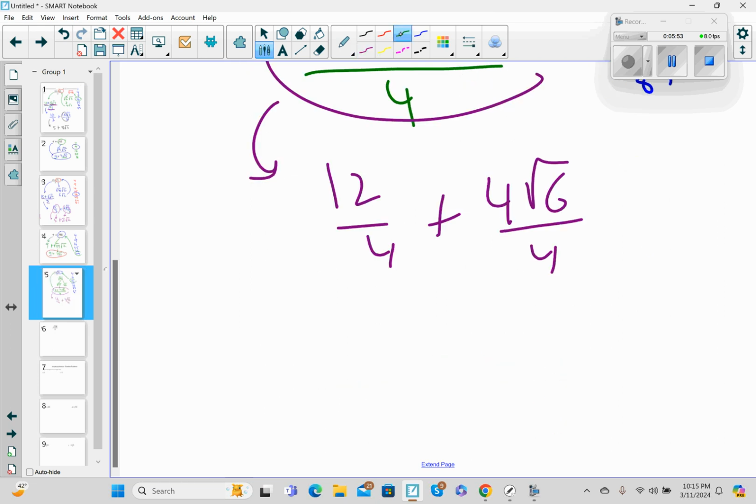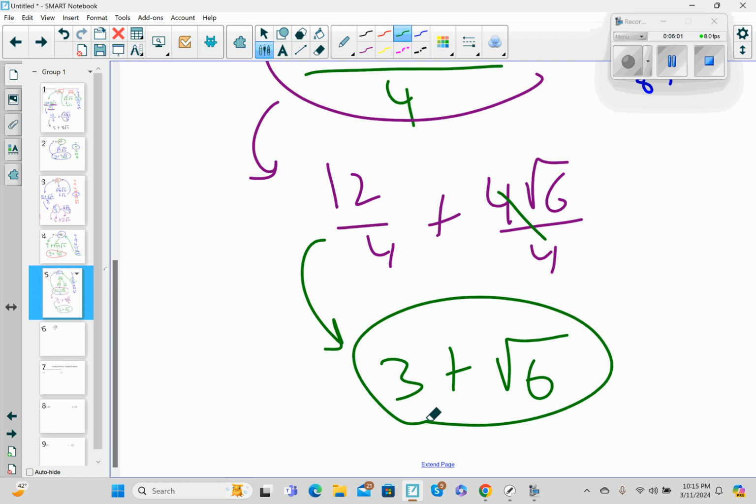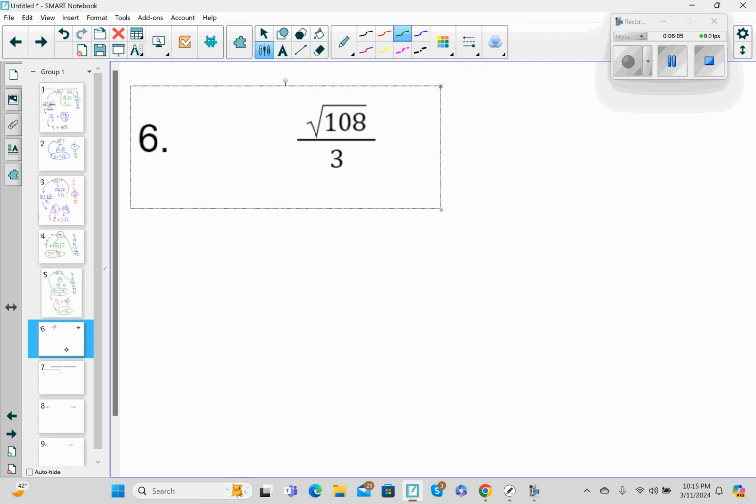And this becomes 12 divided by 4 is 3. And here the 4 is canceled to 1, so it's 3 plus the square root of 6. That's what you get there. Let's keep going. Here's another one.